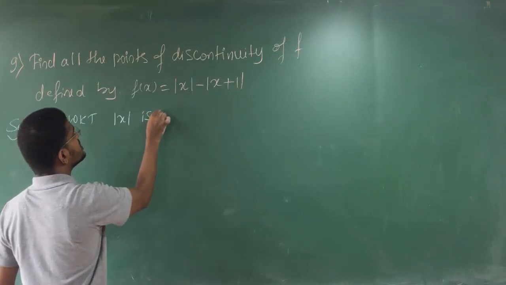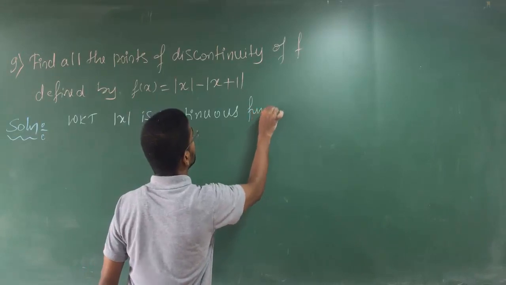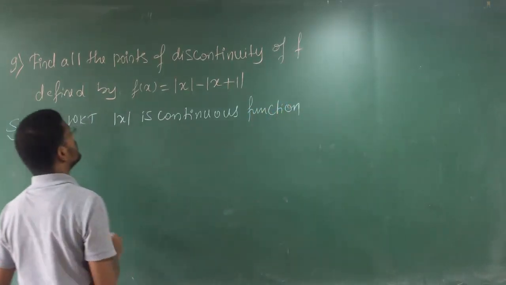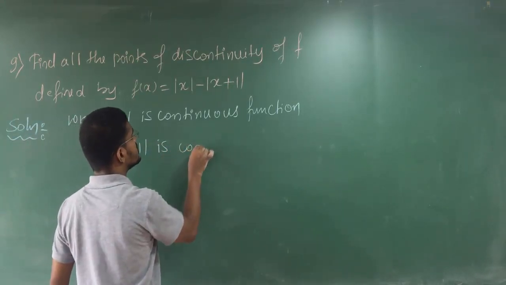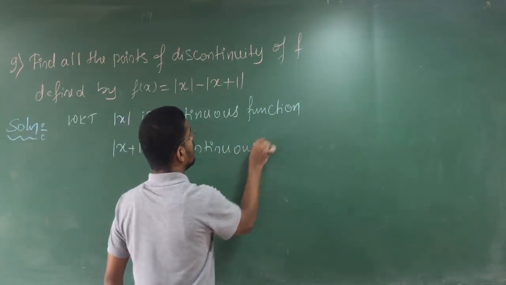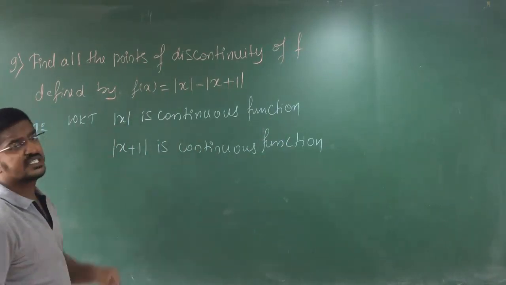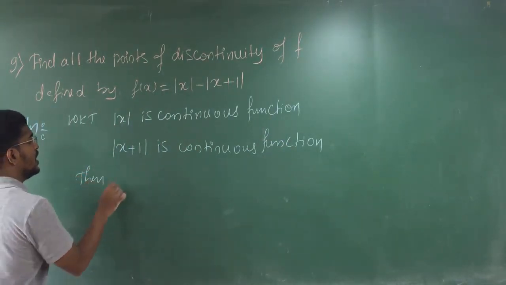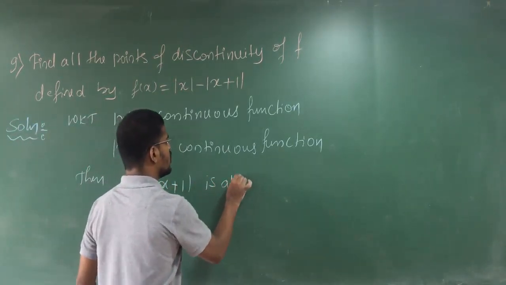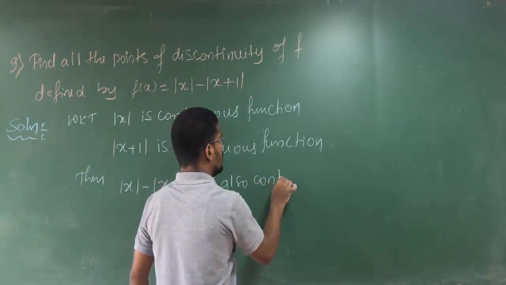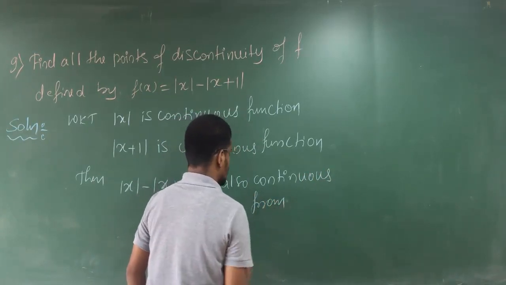mod x is a continuous function. Next, mod of x plus 1 is again a continuous function. These all are from the results. Clear? We know that this is continuous. Then mod x minus mod of x plus 1 is also continuous, from the difference of continuous functions.